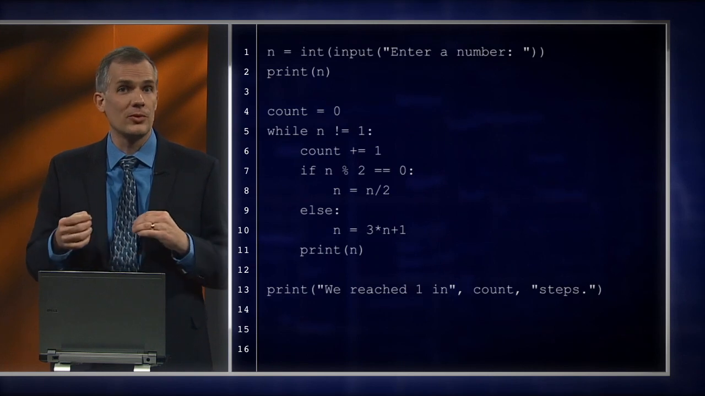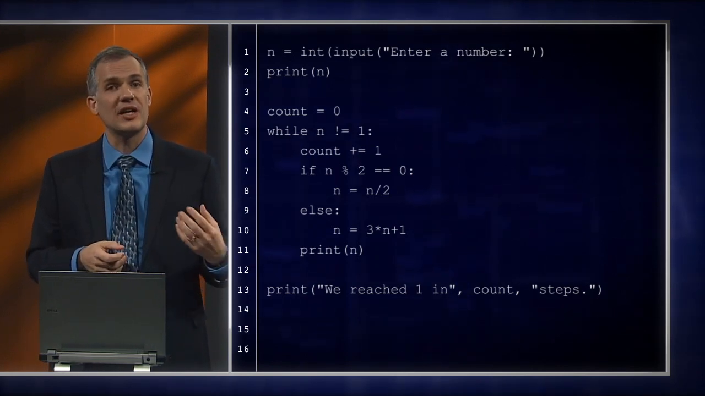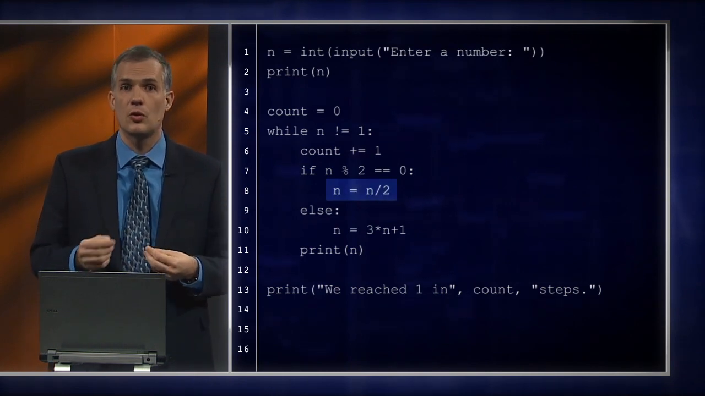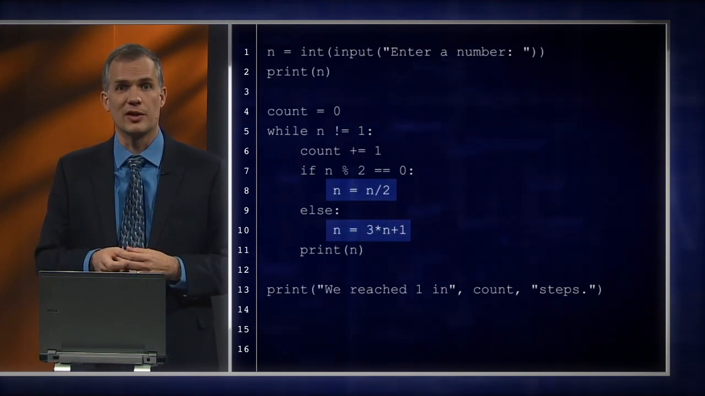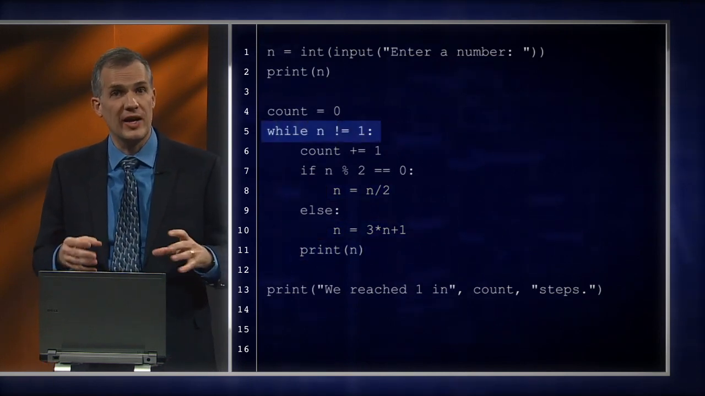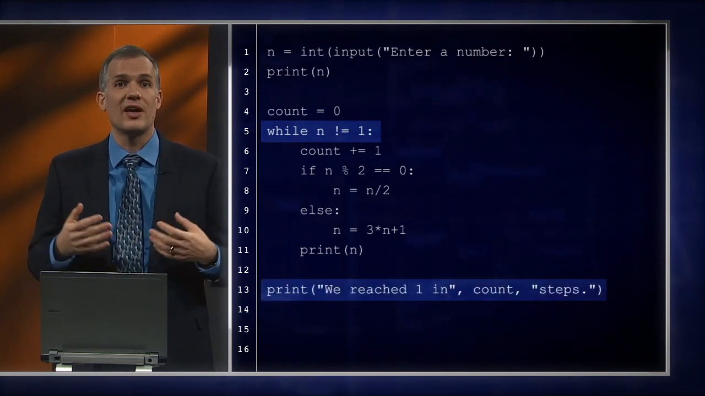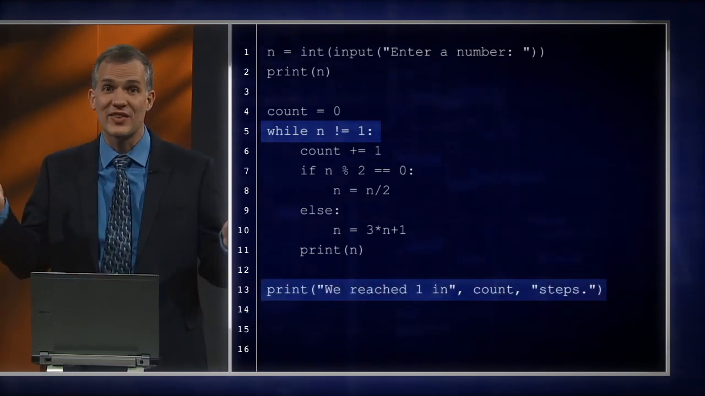Now, depending on whether the result was even or odd, we generate the next number in the sequence by either dividing by 2 or multiplying by 3 and adding 1. Either way, we print out the result. And the loop will end when the sequence finally gets to 1. And at that point, we can print out how many steps it took. That's all there is to it.